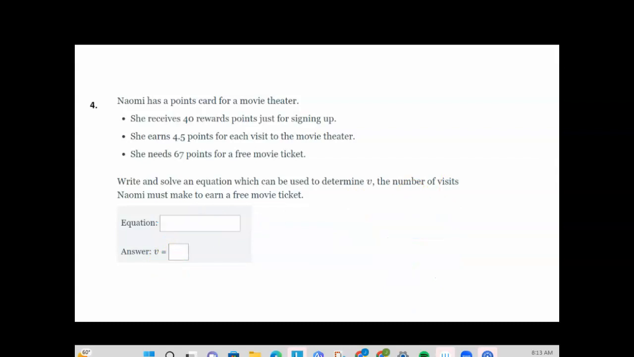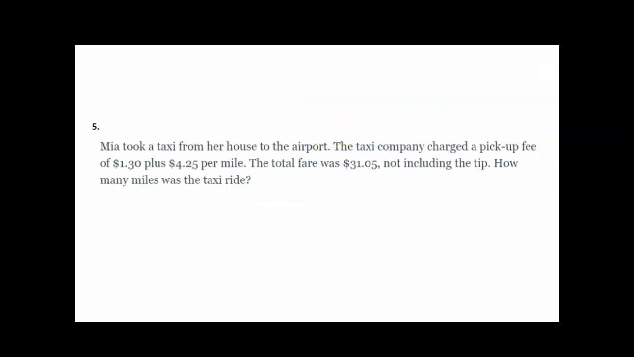All right. Let's keep going. Mia took a taxi from her house to the airport. The taxi company charged a pickup fee of $1.30 plus $4.25 per mile. The total fare was $31.05, not including the tip. How many miles was the taxi ride?